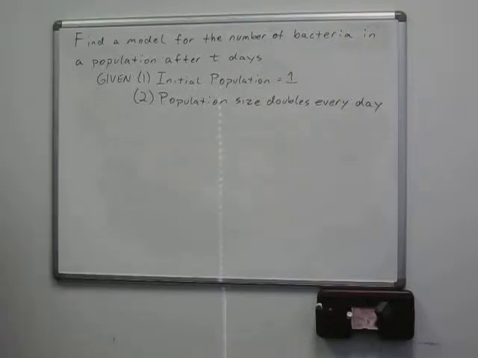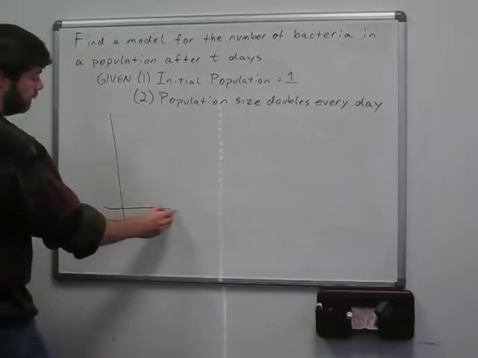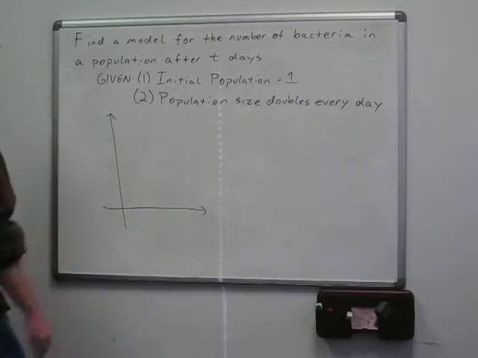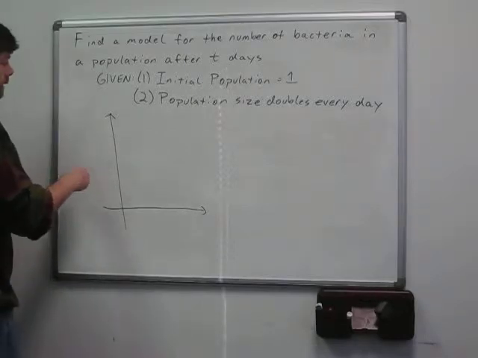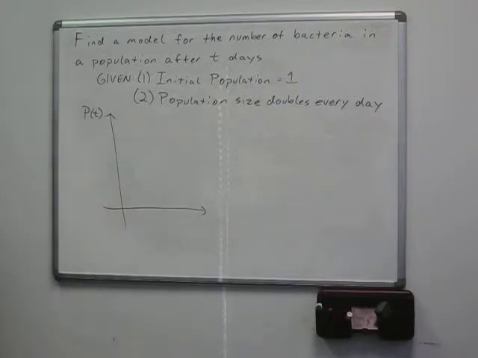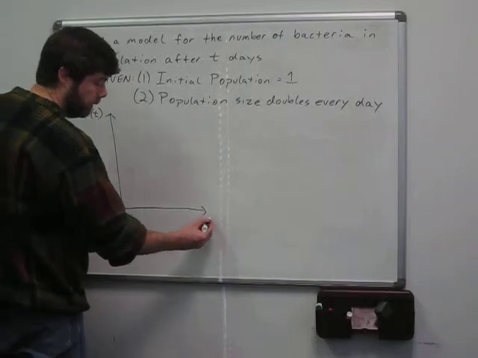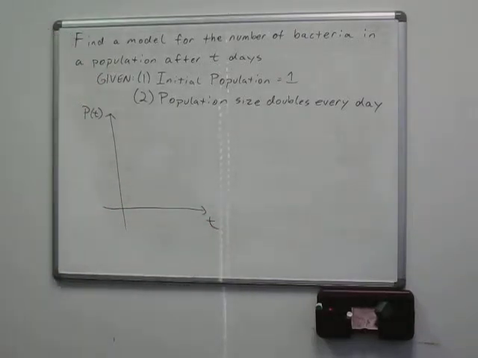So to start, since we want to come up with a function, let's just think about points on a graph that the graph of that function is going to have to pass through. On the vertical axis, let's put the population size, and let's represent that with P of t. And on the horizontal axis, we'll represent the time with the variable t. And here, t is going to be in days.